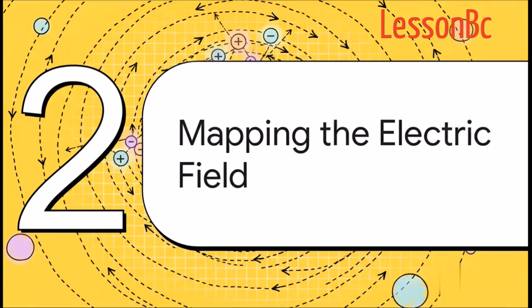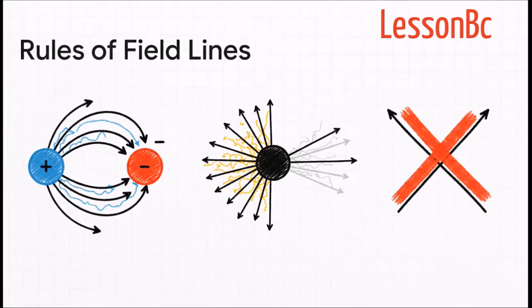So if this field is an invisible property of space, how in the world do we get a feel for its shape and its strength? How do you even begin to draw a map of something you can't see? Well, to map the field, we use those electric field lines we just talked about. And they follow a few simple rules.